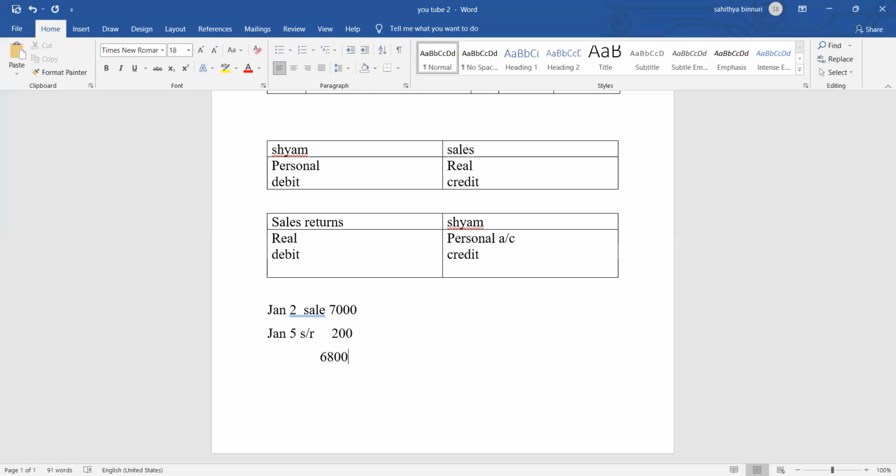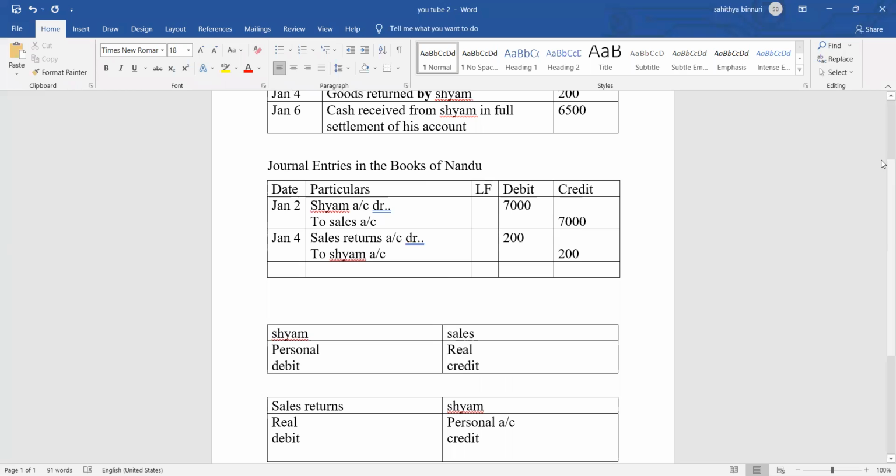So 6,800 is the value Sham is liable to pay to you. So 6,800 you have to receive. But if you notice, the transaction is telling that you have received only 6,500. But in reality, you have to receive the 6,800. So there is a difference of 300 rupees, which is going to become the discount. So always remember, when the word full settlement is mentioned in the transaction, it means the discount will be involved in the transaction.